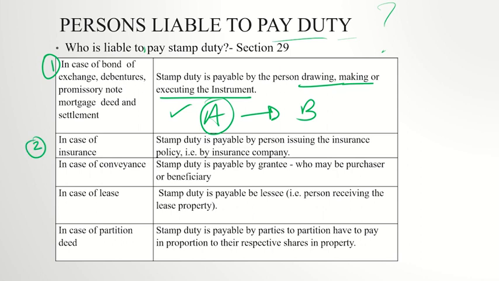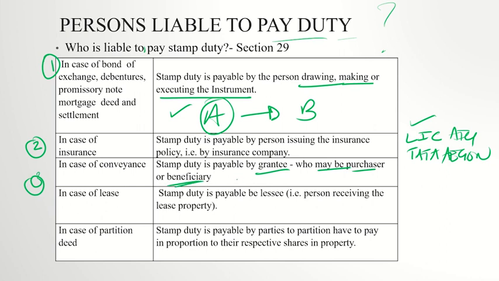In the case of insurance, stamp duty is payable by the person issuing the insurance policy. So the insurance company, LIC, Tata, AIG, Aegon, whatever insurance company, they pay the stamp duty. In case of conveyance, it is paid by the grantee who may be the purchaser or the beneficiary. So again, whoever is purchasing. If I am selling my land and you are buying it, you have to pay stamp duty. If you are selling the land and I am buying it, I have to pay the stamp duty.